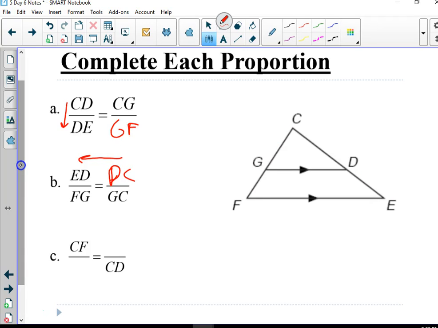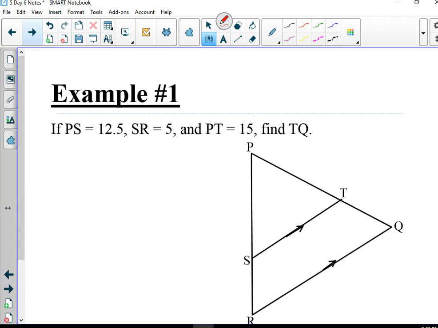And then CF, here, on the diagonal, we're talking about CD. So CF, the whole thing, is going to be proportional to CG, the same way CD is to the whole thing CE. And we kind of had a problem like that in yesterday, day 5's work practice.